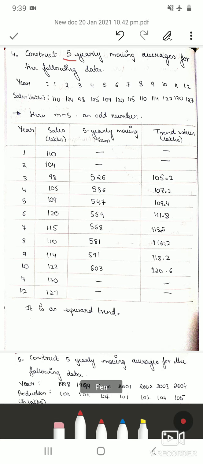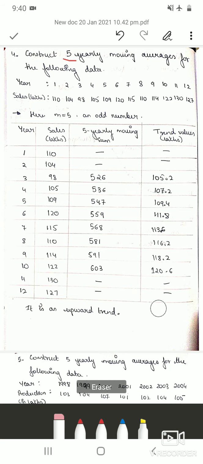So now we got 5 yearly moving sums. To get the trend values, divide the 5 yearly moving sums by M, which is 5. Therefore, the first 2 cells and the last 2 cells are blank. For the year 3, the trend value is 526 divided by 5, which is 105.2. 536 by 5 is 107.2.